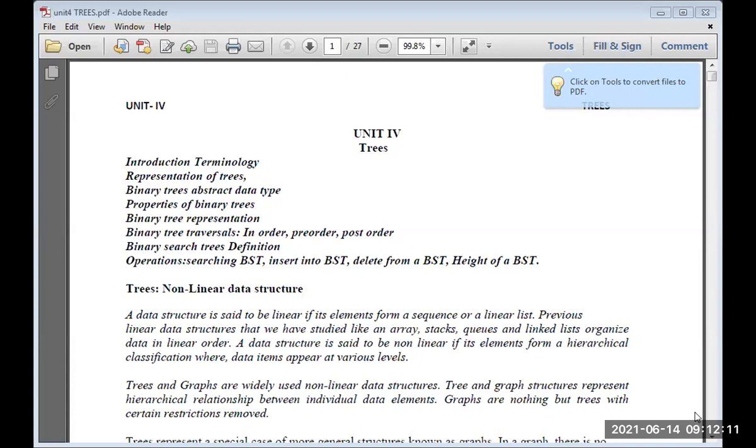Okay, now today we are going to see how we insert elements in a binary tree. So consider one example and how we insert in a binary tree.